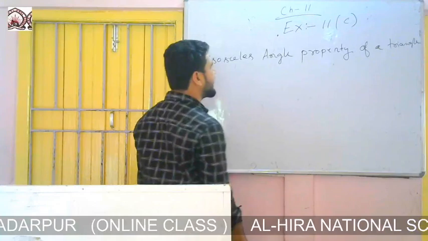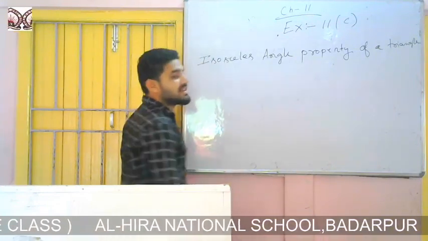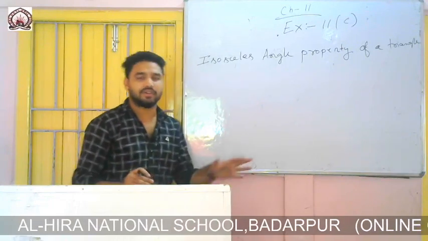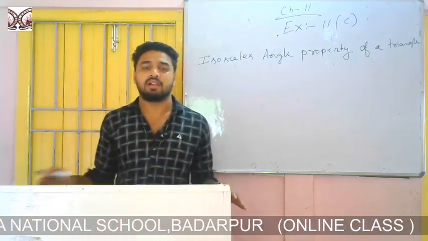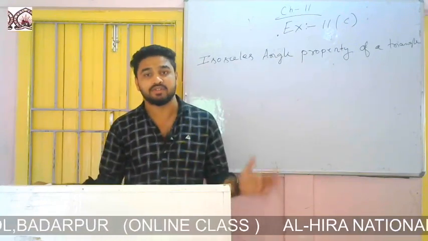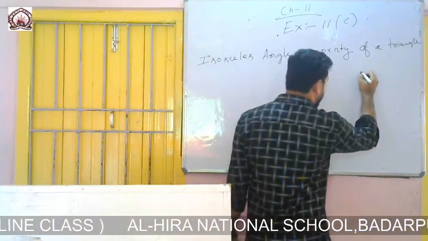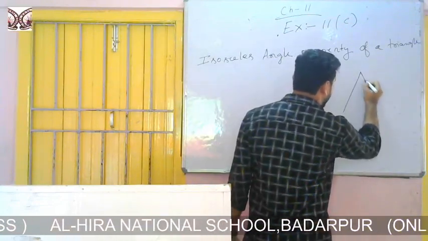Isosceles angle property of a triangle. The isosceles angle property of a triangle says that if in a triangle two sides are equal, then their opposite angles are also equal. Suppose I consider this an isosceles triangle.